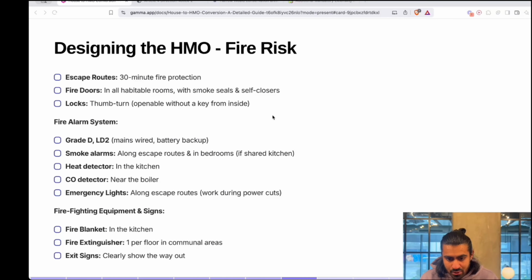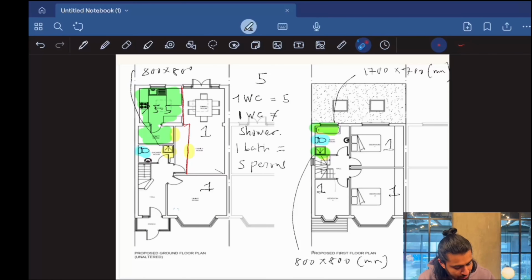So the first thing we want to do is escape route. So we need 30-minute fire protection. So what does that actually look like? What does that mean? So what is an escape route? Well, essentially, an escape route is the route that each occupant takes in case of a fire. So for bedroom 1, it would be outside and the front. There's only really one front exit, which is the fire exit.